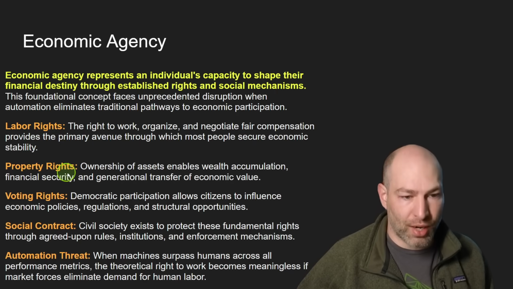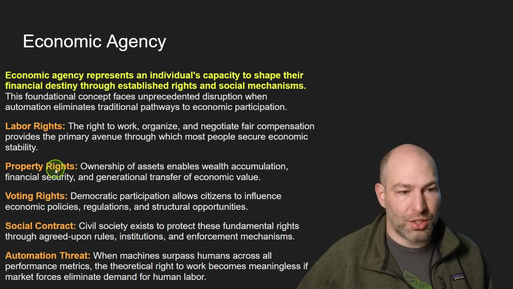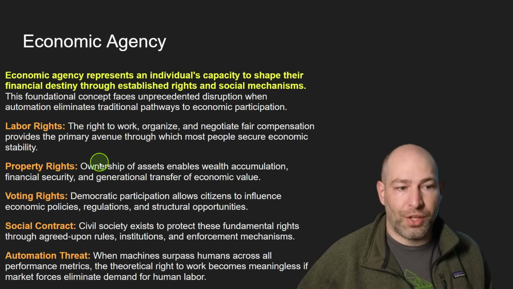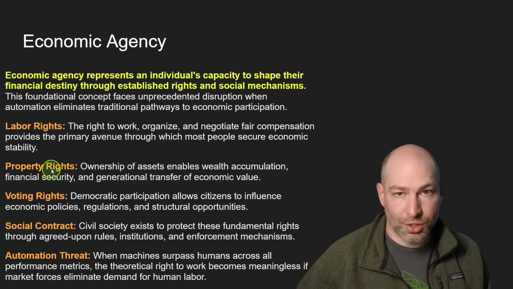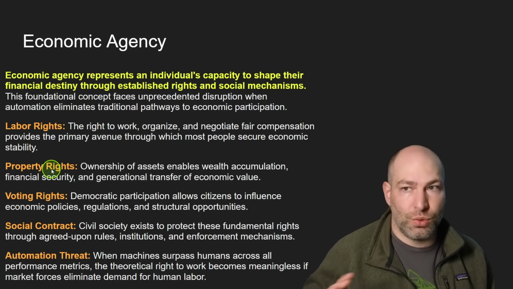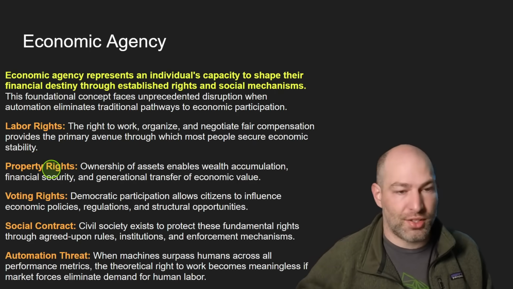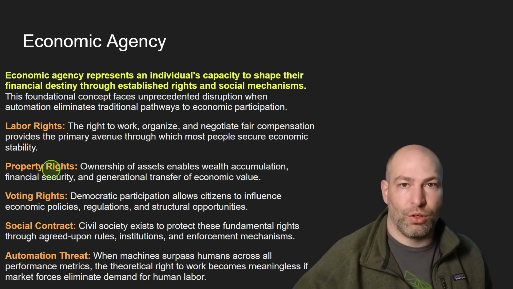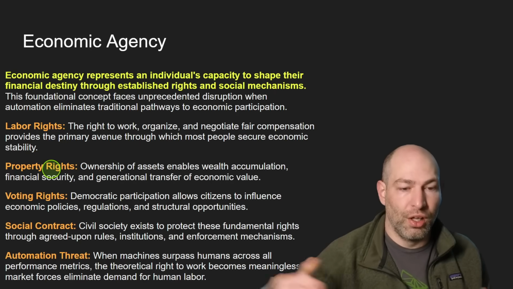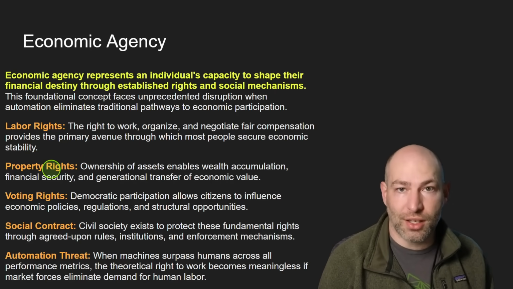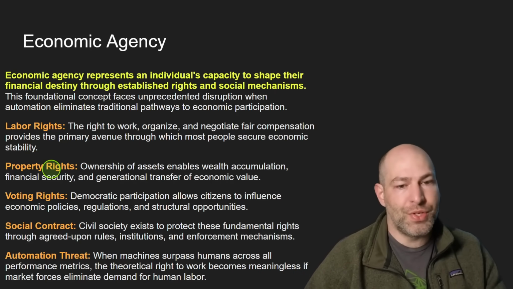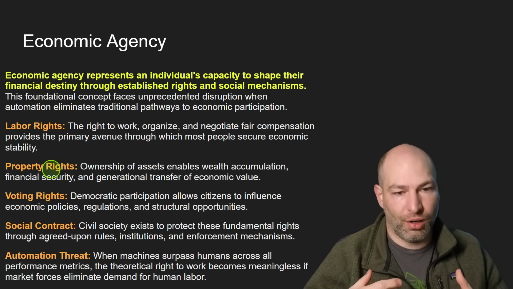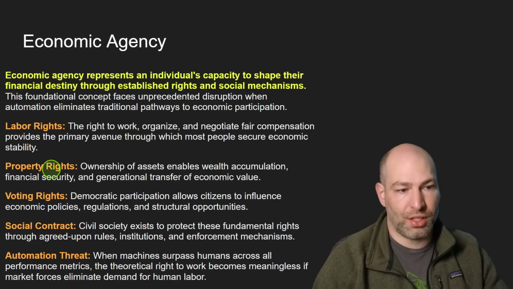Pillar number two is property rights. Ownership of assets enables wealth accumulation, financial security, and generational transfer of economic value. If you read the book Why Nations Fail, they really, really go into property rights as the cornerstone of progress. The ability to start a company and then make that company more valuable and then sell that company to someone else. The ability to create intellectual property, the ability to sell goods and services and to have ownership of those items or even some of those ideas through patent law. This is absolutely necessary for a modern liberal democracy to function. It is absolutely necessary for innovation and market progress.